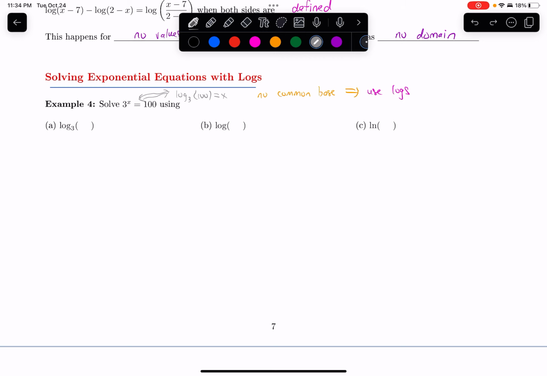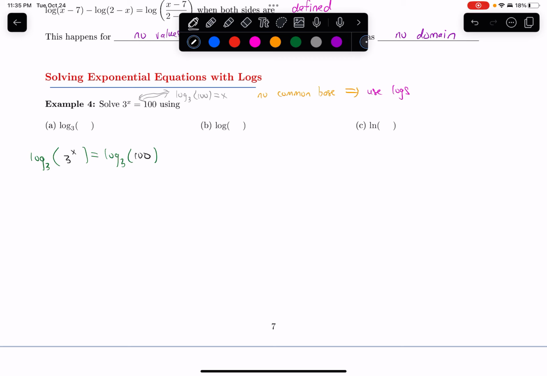And that is my solution: x equals log base 3 of 100. But let me show another way I could get the x. I could isolate it. A really common strategy when I have exponential equations is to take the log of both sides. So I'm going to take log base 3 of the left-hand side and log base 3 of the right-hand side of this equation. The left-hand side is 3 to the x, the right-hand side is 100.